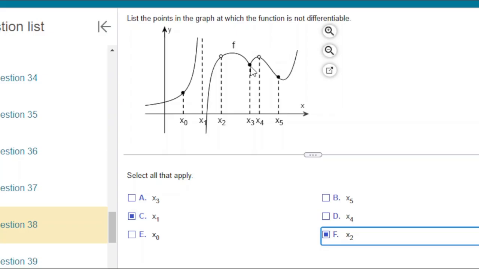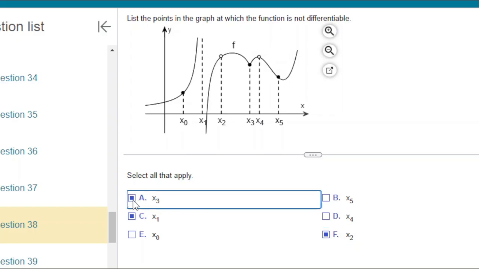Remember, differentiability is a stronger condition than continuity. You could have a place where it's continuous, but it's not differentiable, like if you have a sharp corner there. Or if you had like a vertical tangent line. I guess if the tangent line were infinite slope, okay, it would also be not differentiable. The derivative would not exist there. So x3 is another place where it's not differentiable.